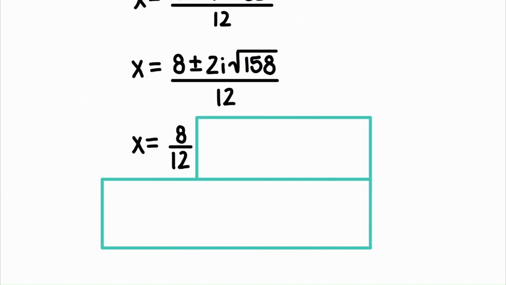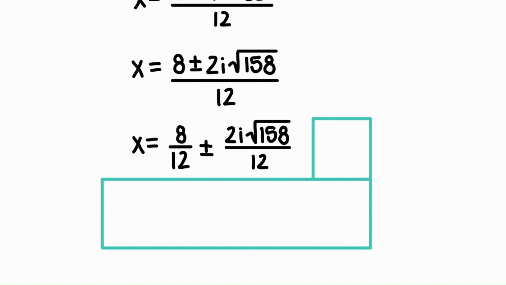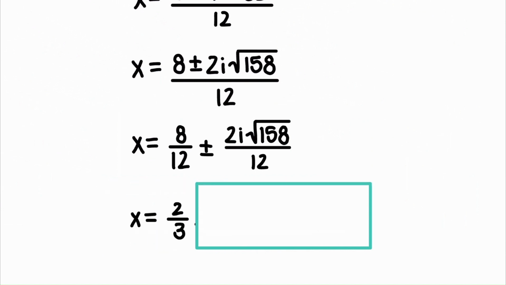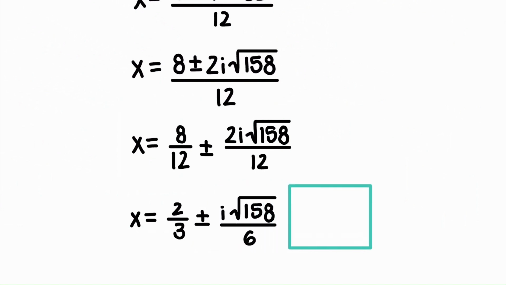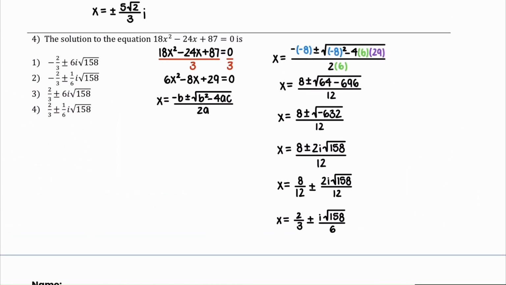So we can rewrite this as x equals 8 over 12 plus minus 2i radical 158 all over 12. And then from here we can simplify even more. 8 over 12 then becomes 2/3, while the 2i over 12 simplifies to i over 6 as such. And then therefore that gives us answer choice number 4 right here. Okay, so again, it doesn't look that similar, but you can break it down as such. The denominator of 6 translates to 1/6, and then we have the i radical 158 as such.